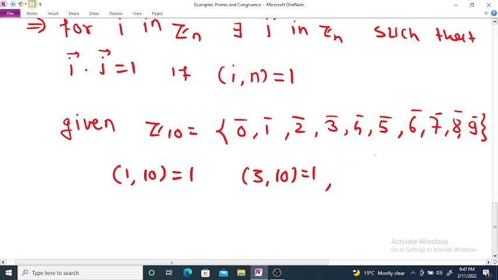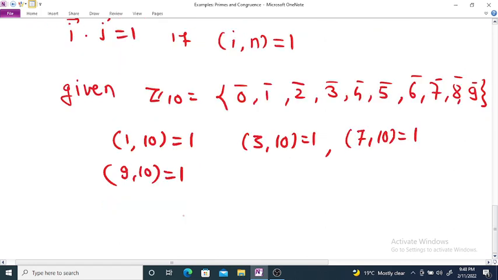Then 6 and 10 is 2. Again there exists a pair: 7 and 10, their GCD is 1. And there is one more, 9 and 10, their GCD is 1. So what are the pairs? First, 1 bar into 1 bar is equal to 1. Then next, 2 1 bar.